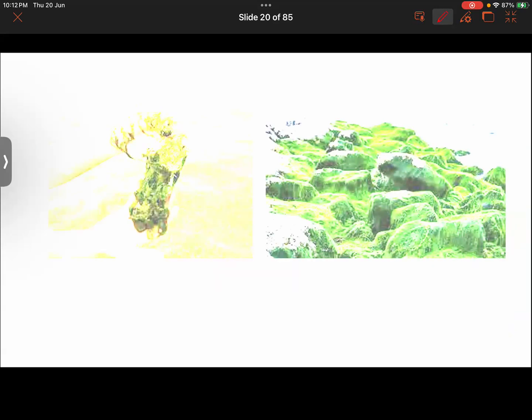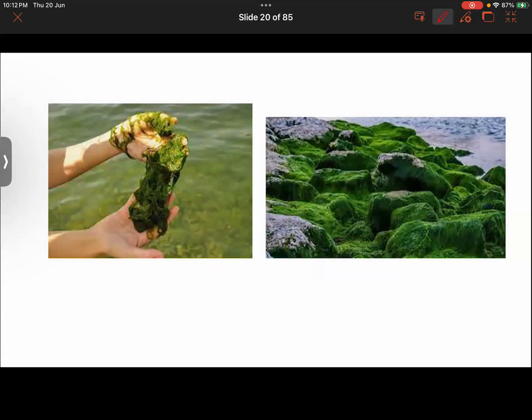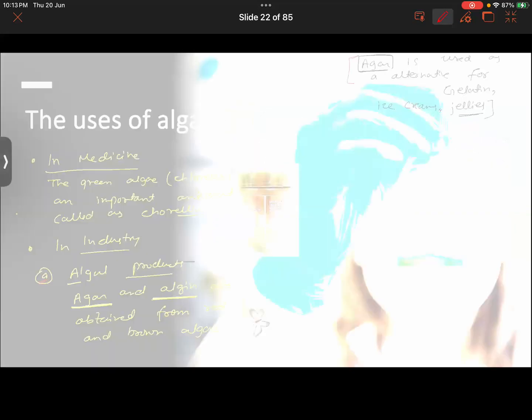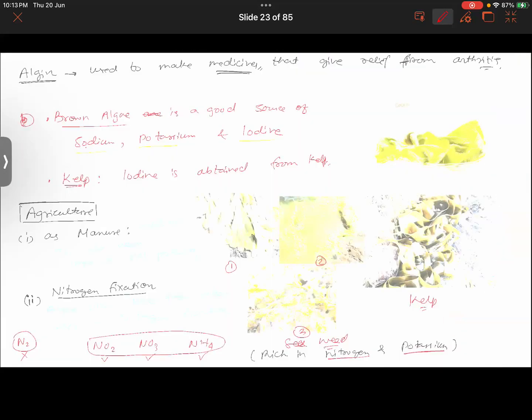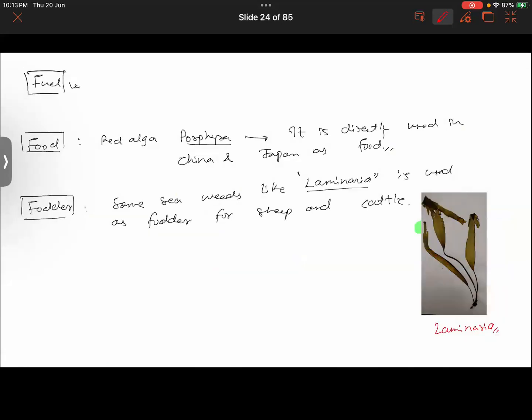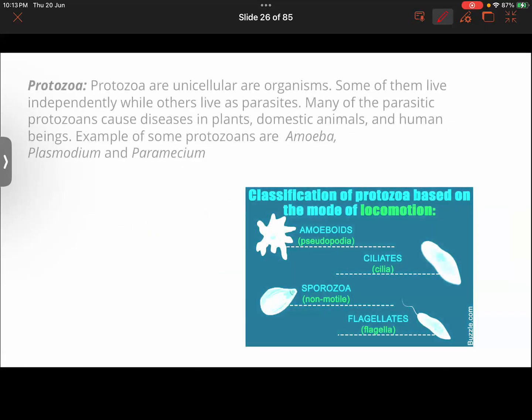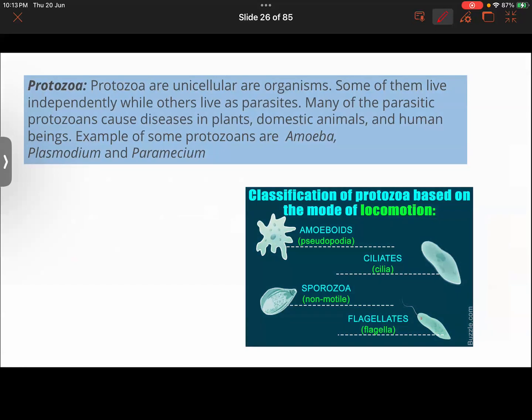So algae, as I was telling you, are plant-like organisms. Just like algae, you have the protozoa, and protozoa are animal-like organisms. They are animal-like organisms, and in fact, the term literally means the first animal.